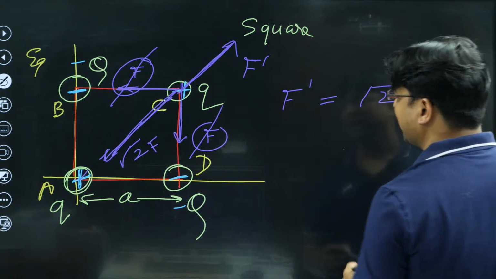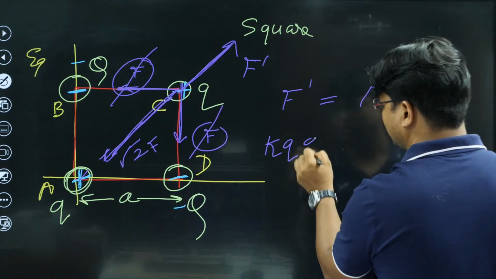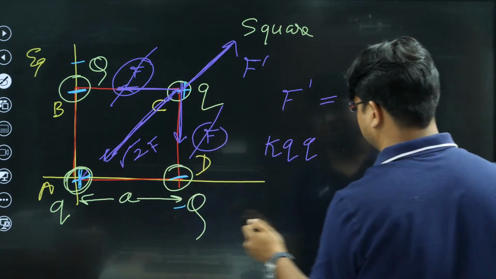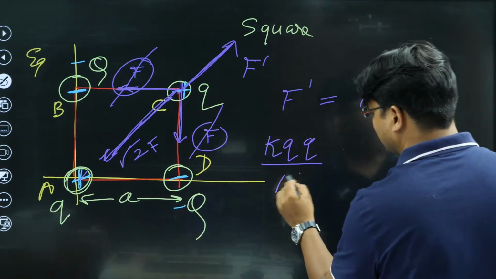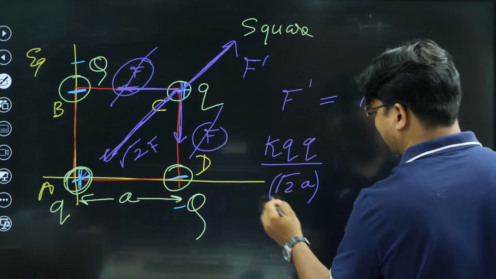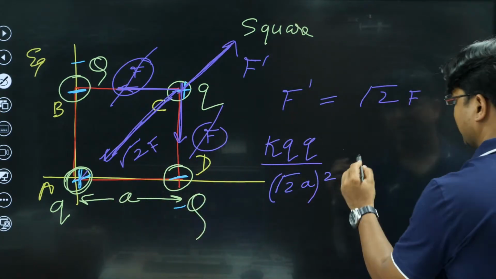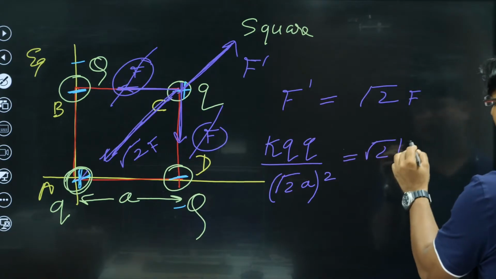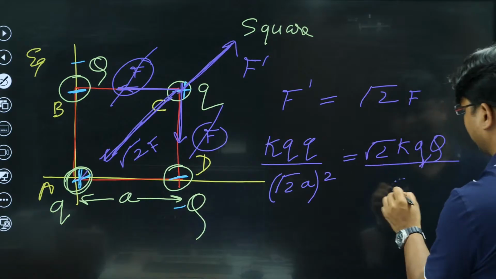So F prime we will write. How will we write? It would be K q Q. F prime is the force between these two charges. So K q Q divided by the distance between them, which is √2A. Remember, it's the diagonal, the diagonal is the distance. So square of that. I hope this is visible. This will be equal to √2 times K small q capital Q divided by A square.